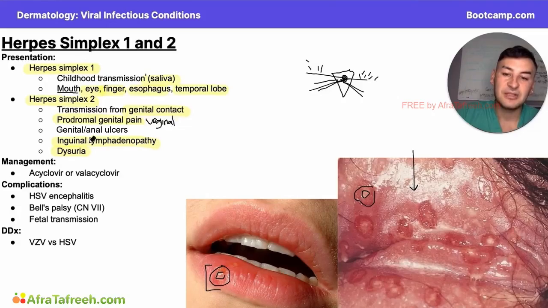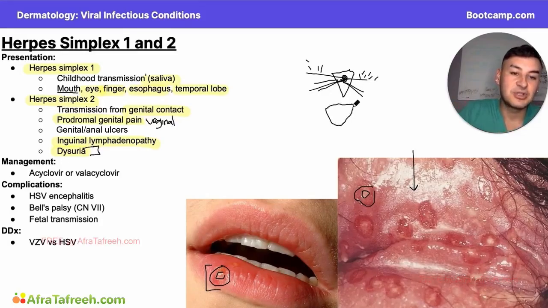Now, why do these patients get dysuria? This is not necessarily a UTI or an infection of the urethral tract. The reason is these sacral plexuses actually serve the structures of the bladder.